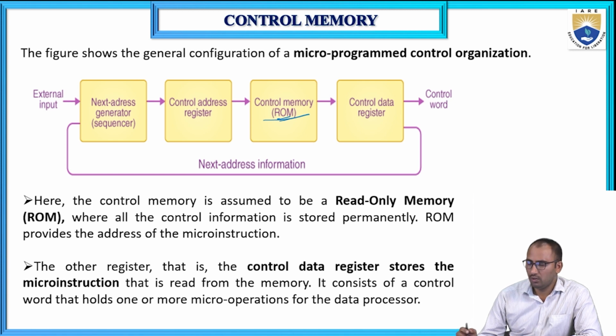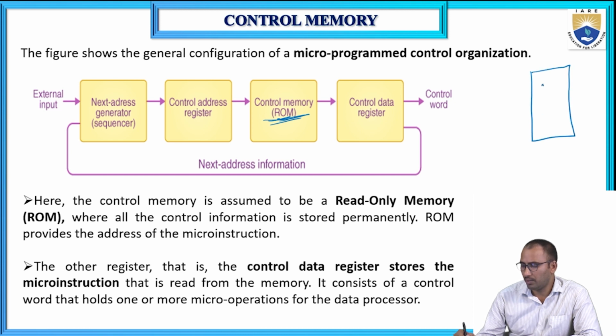Okay. So see here, when we are storing this microprogram in this control memory, we have a memory, the control memory. Every memory location is identified with a unique memory location address.